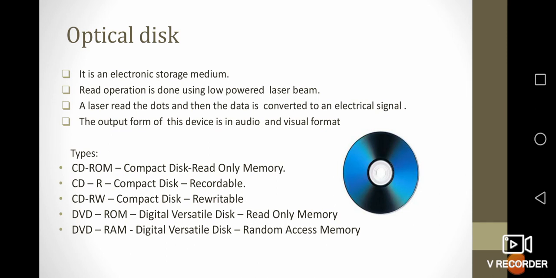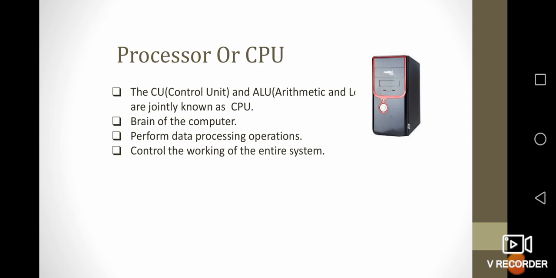Okay. Next one, processor or CPU. A processor or CPU consists of two elements in it. One is a control unit and the other is the arithmetic and logic unit. Actually, it is called the brain of the computer, and it performs data processing operations here, and it also controls the working of the entire computer.